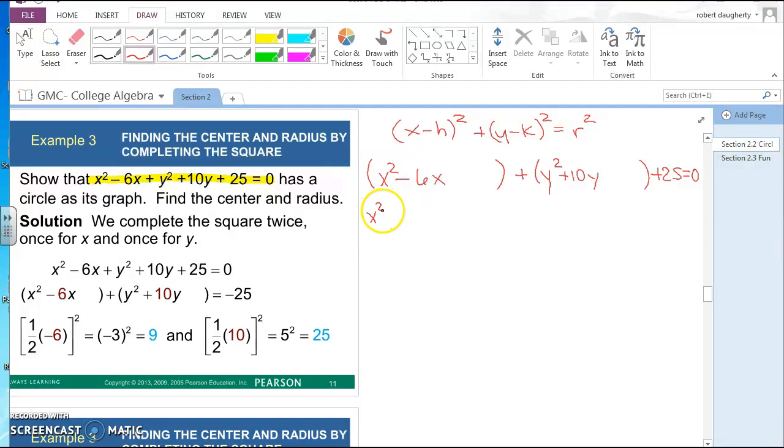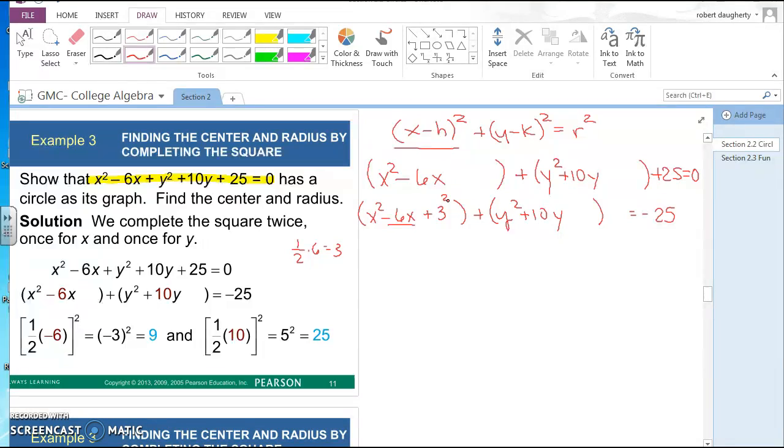So I've got x squared minus 6x plus y squared plus 10y equals negative 25. Now I need this x minus h to be something, x minus h squared, so basically I need to make this a perfect square. The way we make this a perfect square is I take 1/2 of the number you see here, that's 6x. So 1/2 of 6 is 3. So I'm going to add 3 squared.